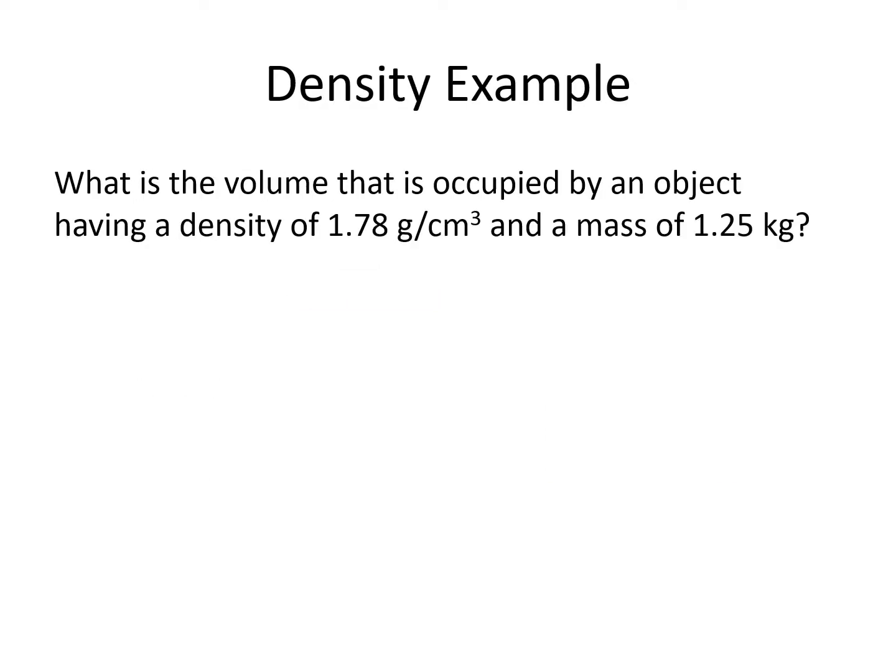We can use the density equation to solve for a missing variable. In this example, we are trying to find the volume taken up by something with a density of 1.78 grams per cubic centimeter and a mass of 1.25 kilograms. Since we are trying to solve for volume, we need to rearrange our equation to get V by itself. We can play a little math trick and make the D in the numerator on the left side switch with the V in the denominator on the right side. So our equation rearranges to V equals M over D.